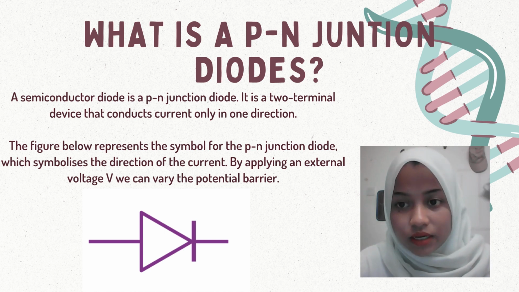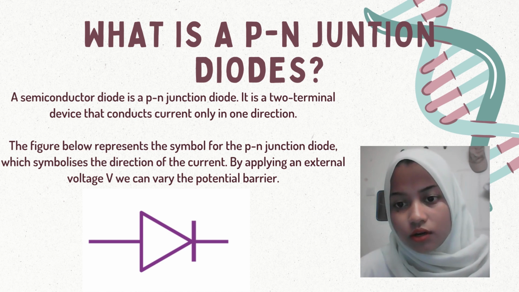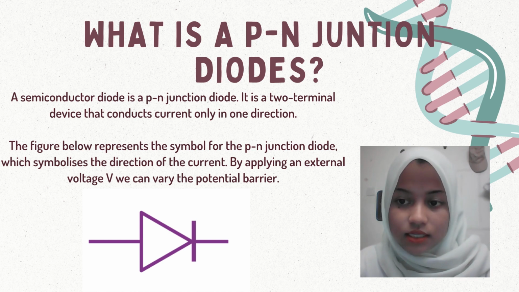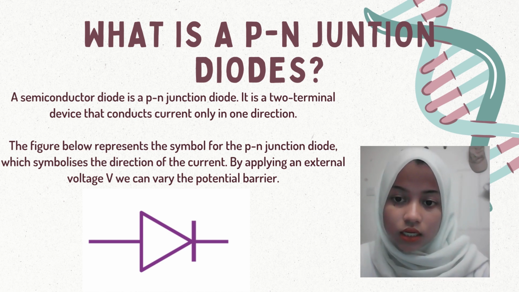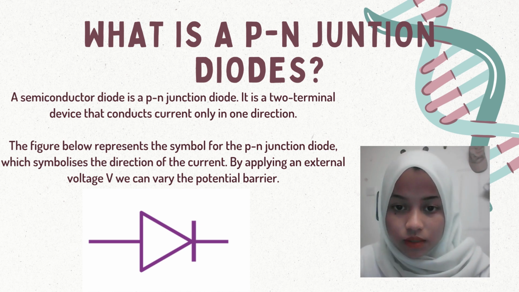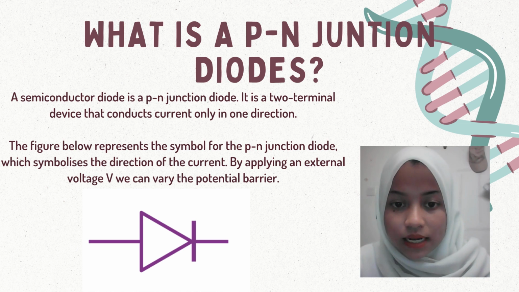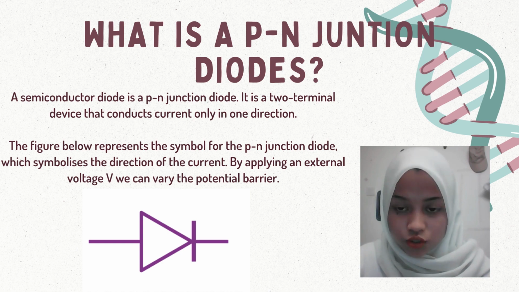What is a semiconductor diode? A semiconductor diode is a PN junction diode. It is a two-terminal device that conducts current only in one direction. The figure below represents the symbol for the PN junction diode, which shows the direction of the current. By applying an external voltage, we can vary the potential barrier.